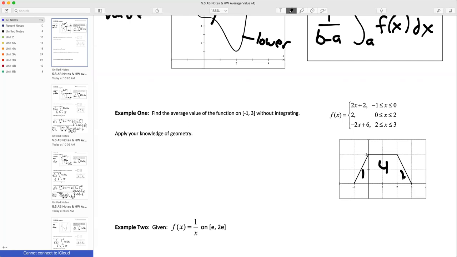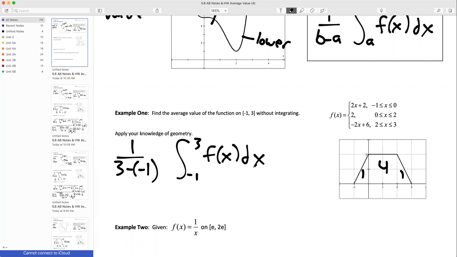So here we go, applying my formula. I've got 1 over the second bound minus the first, 1 over b minus a, and then the integral from -1 to 3 of my function. So I've got 1 over 3 minus negative 1, so this gives me 1/4. And then the value of this integral will be the area under the curve from -1 to 3, which is 6.